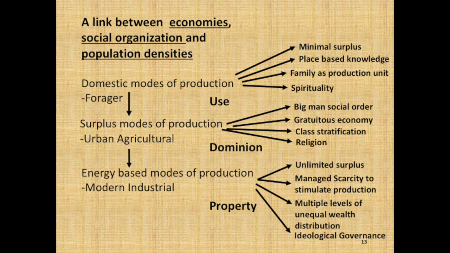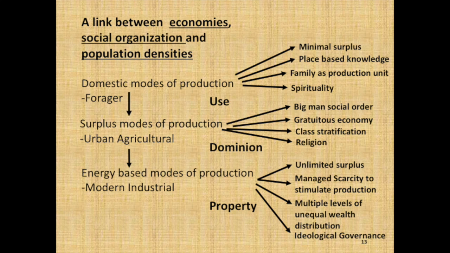And in terms of property definition, we're beginning to develop an idea of dominion. The chieftain or the leader is the one who makes decisions around division of property and the use of property, rather than the individual modes of production. In modern times, we've developed energy-based modes of production where we create an unlimited surplus, where there's more than anyone can actually use.